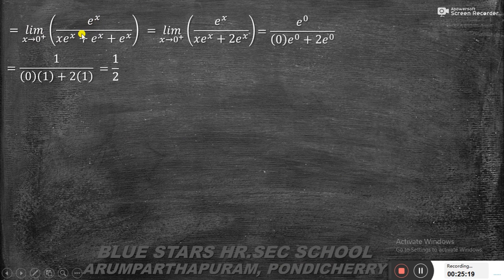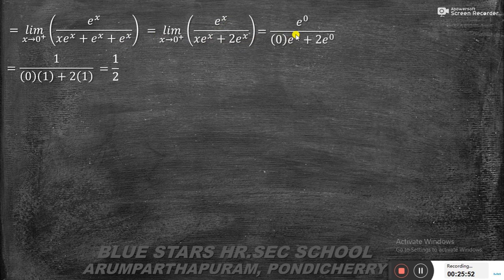Next, the differentiation of the denominator, x e power x. There are two functions, so I write it: first I write the x, the differentiation of e power x, plus I write the e power x, and the differentiation of x is 1. Next, the differentiation of 1 is 0. So x e power x plus e power x plus e power x, equal to limit x tends to 0 plus, e power x by x e power x. e power x plus e power x is 2 e power x. Therefore e power x by x e power x plus 2 e power x.